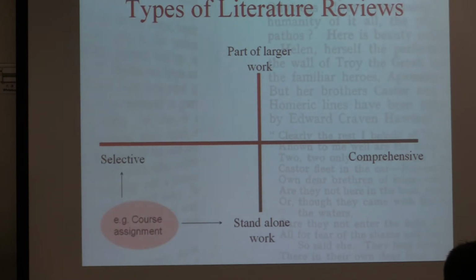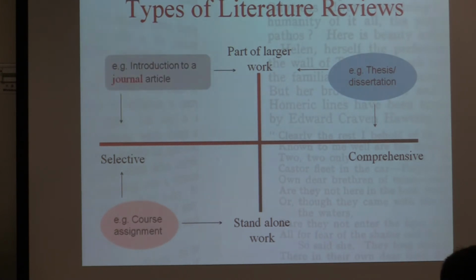A course assignment is an example of a selective review. It focuses on a small segment of the literature on a topic and makes up the entire work. The literature review in a thesis or dissertation is an example of a comprehensive review that is part of a larger work. Most research articles begin with a selective literature review to establish the context for the research reported in the paper. Often this is part of the introduction.